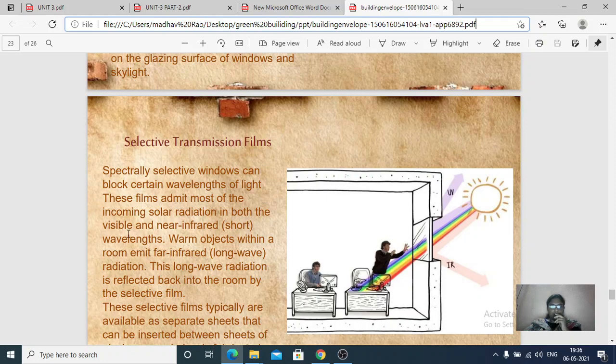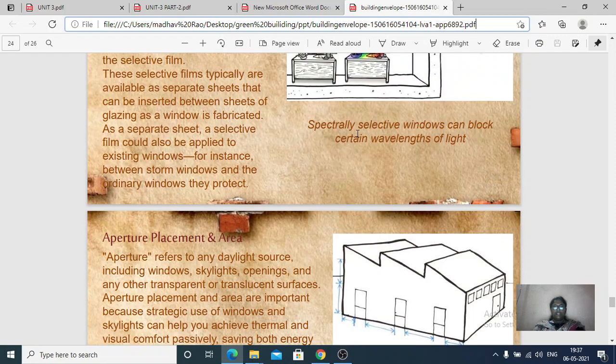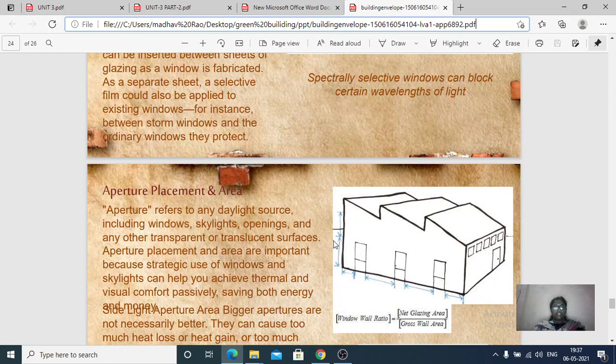The film admits most of the incoming solar radiation in both the visible and near infrared wavelengths. Right, warm within a room and emit far infrared, meaning long wave radiation. This long wave radiation is reflected back into the room by the selective film. Spectrally selective windows can block certain wavelengths of the light.